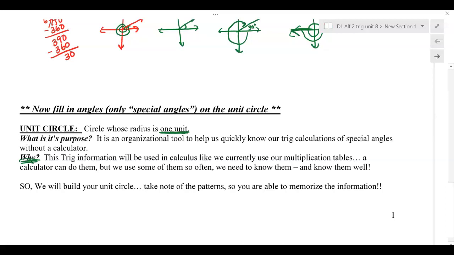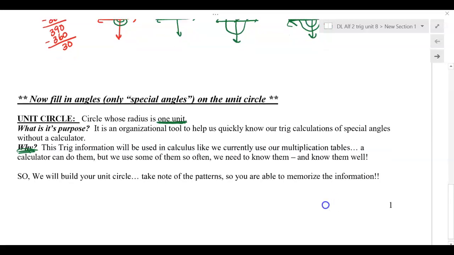A calculator can do 2 times 4 for you, but you've used it so much up to this point that it's important that you actually know what 2 times 4 is on your own. It would be very inconvenient to stop and use a calculator. That's how these trig calculations are going to be as you move forward to pre-calc honors and calculus, that these are going to be the building blocks of the calculations that you're going to go on to do in that course. So again, it should be like knowing your multiplication tables.